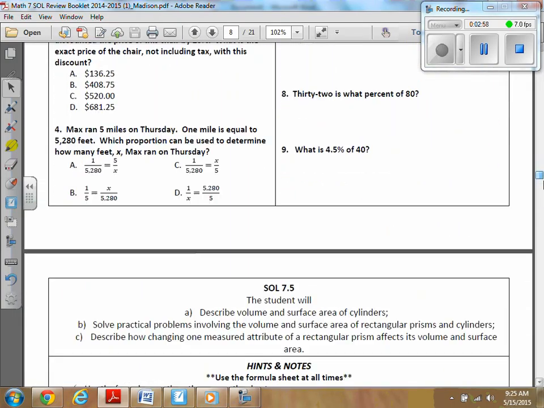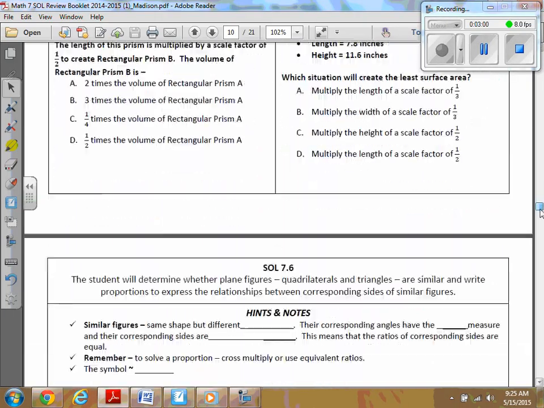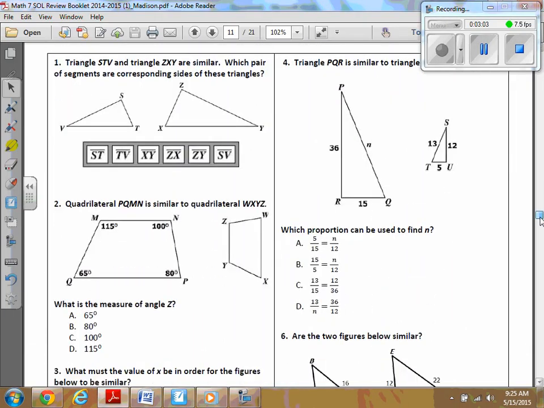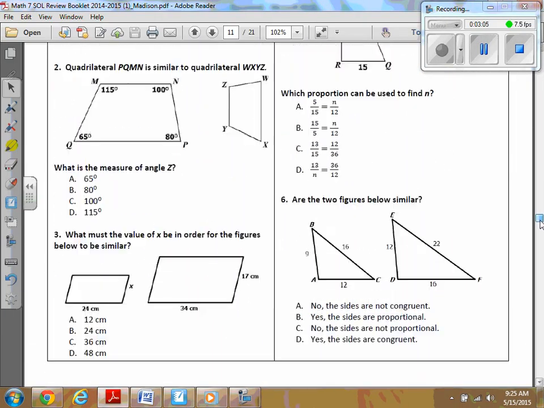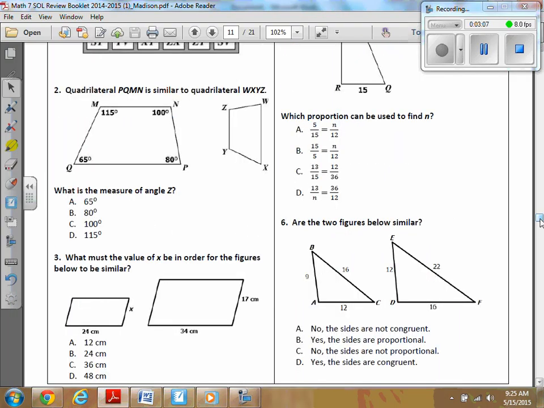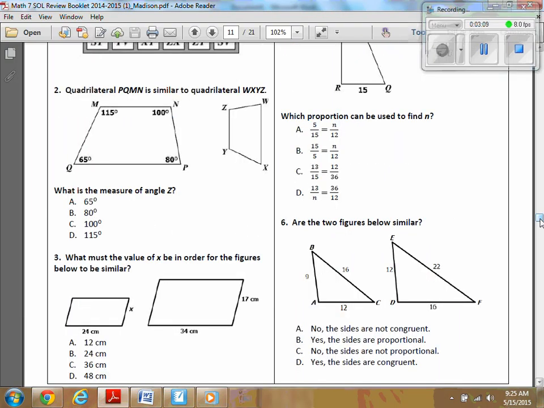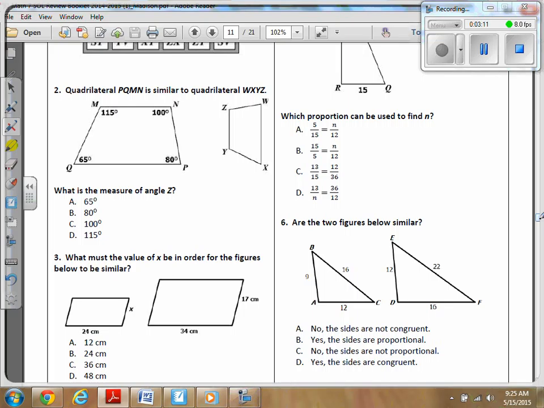And hold on, we're on 7-6, right? All right, we're going to skip number 4 because I believe there's an error and I haven't heard back about that yet. Number 2: quadrilateral PQMN is similar to quadrilateral WXYZ. What is the measure of angle Z?